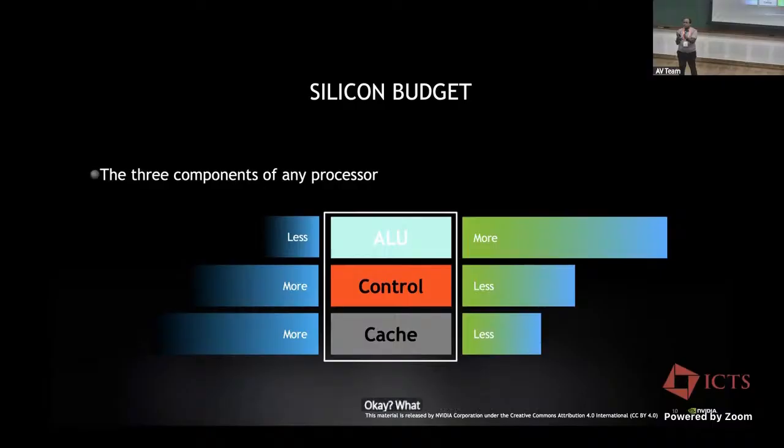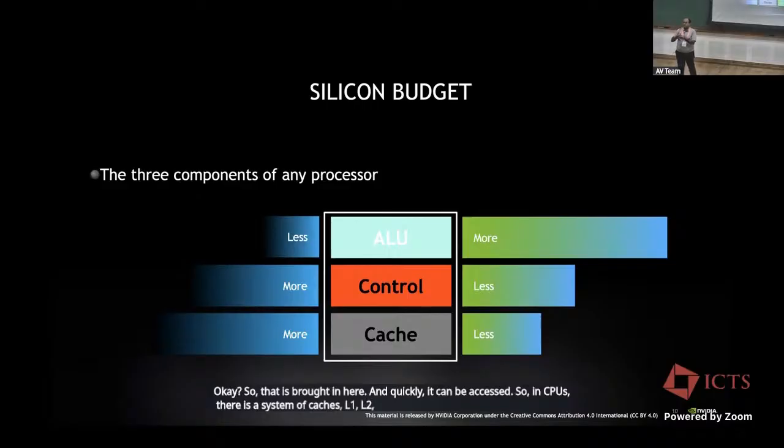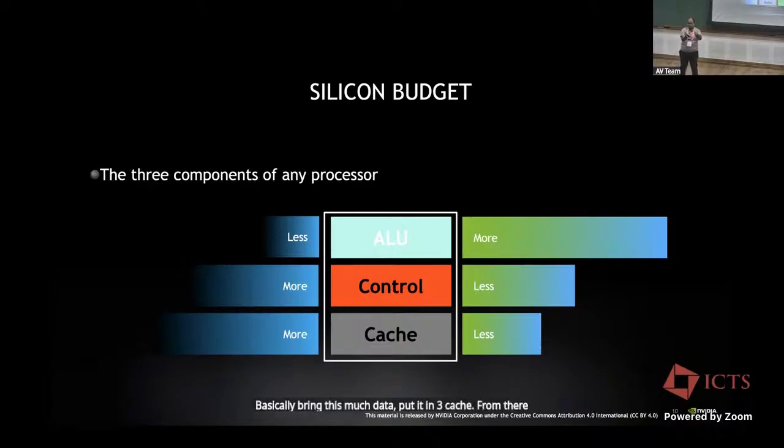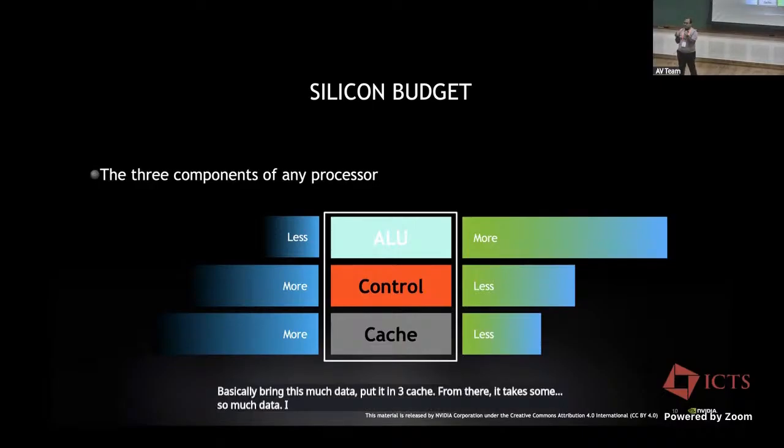What is the guess? That this data is required, the next data also might be quickly required, okay? So that is brought in here, and quickly it can be accessed. In CPUs, there is a system of caches, L1, L2, L3 caches. Basically, bring this much data, put it in L3 cache. From there, it takes so much data. I can give you an analogy.